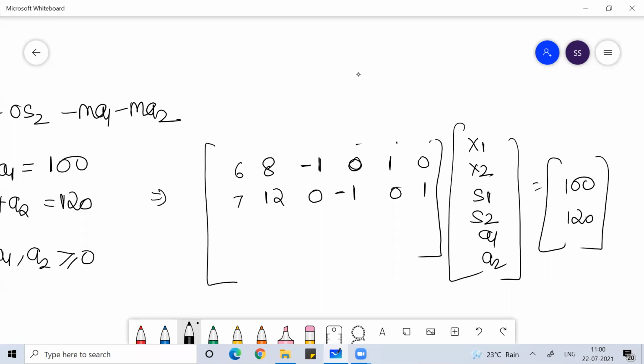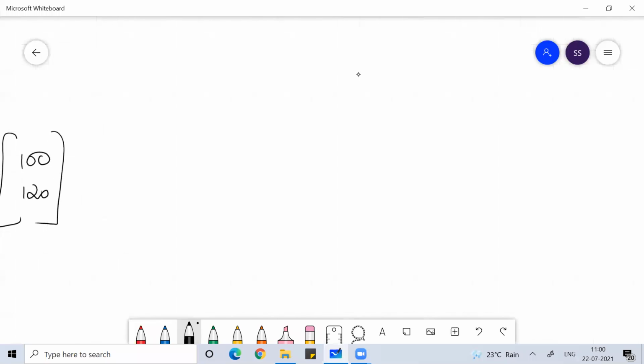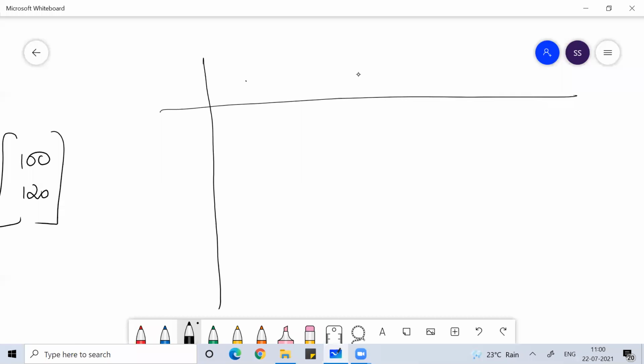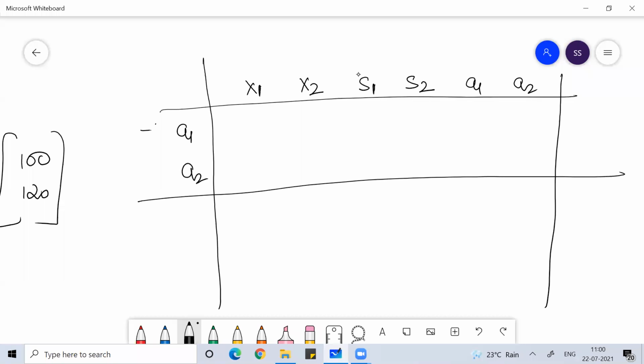Clear everyone? So once you are done with this, you can write them in the form of an iteration table: x1, x2, s1, s2, a1, a2. Then you have a1 and then you have a2 with the negative value of minus M.